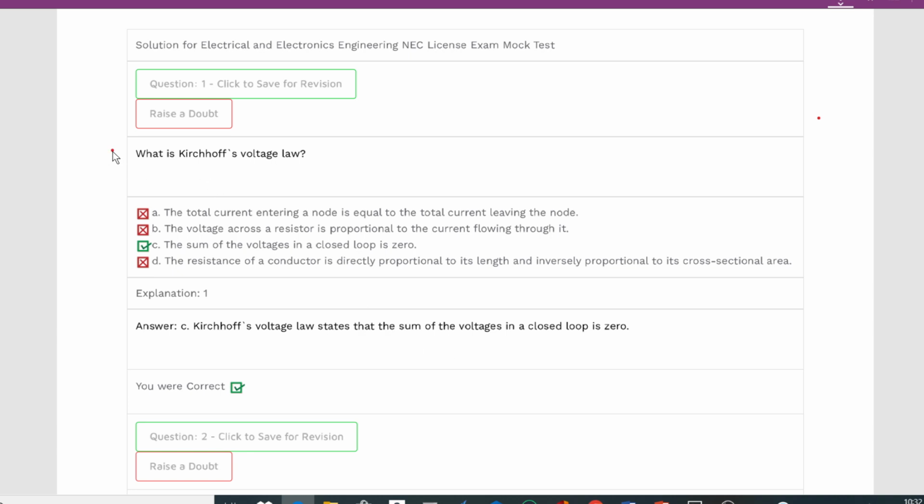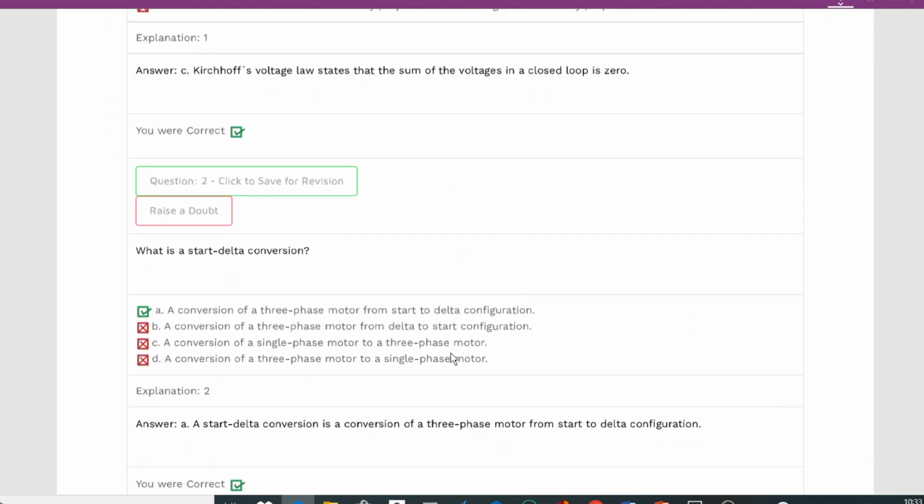And here, starting with the first question, we have, what is Kirchhoff's voltage law? So here we have the options. The total current entering a node is equal to the total current leaving the node. So this is Kirchhoff's current law, KCL. And the voltage across a resistor is proportional to the current flowing through it. And here the sum of voltage in a closed loop is 0. So here option C is correct. Kirchhoff's voltage law states that the sum of voltage in a closed loop is 0. So option C is the correct one.